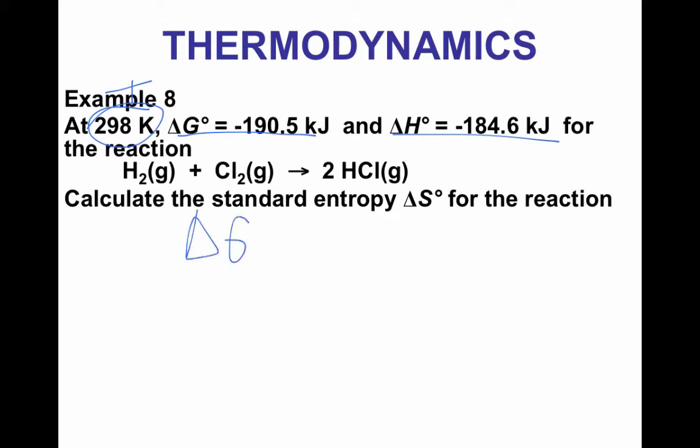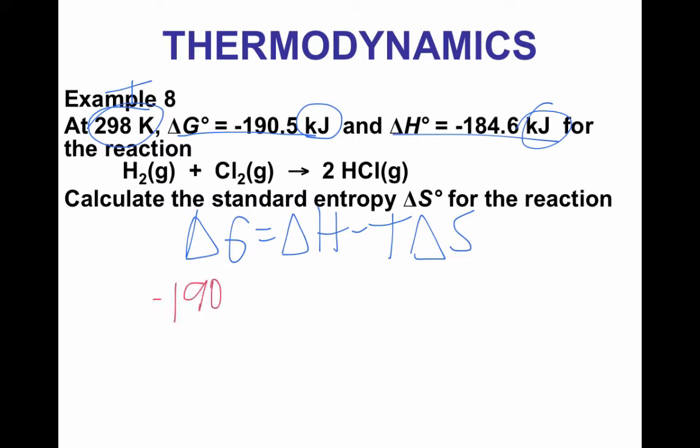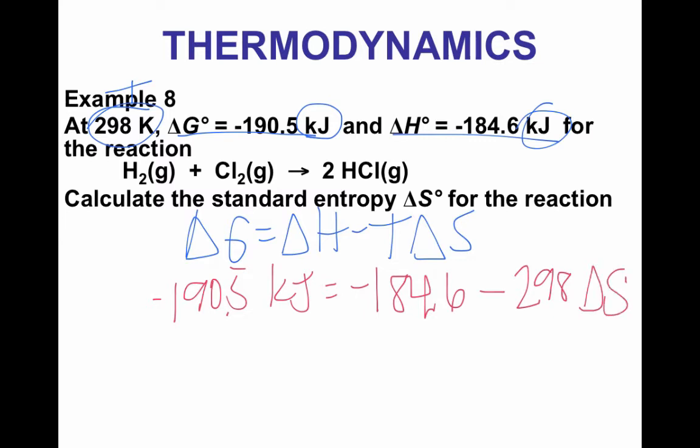We're going to use delta G equals delta H minus T delta S. So I know delta G, I know delta H. Now notice these units are the same. That's fine, because when you subtract and when you divide, you just want to use the same unit that comes out, but as long as you have kilojoules for both, that's okay. So we have negative 190.5 kilojoules equals negative 184.6 minus T, 298, times delta S.